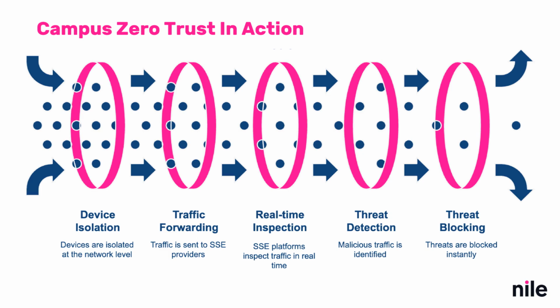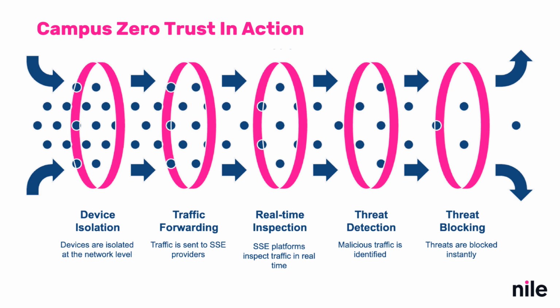But the real power comes from SSE integration. Nile's Trust Service forwards all campus and branch traffic seamlessly to your SSE solution, which performs real-time traffic inspection, content filtering, and threat prevention across all user interactions, no matter where the user or device is located. In this scenario, the SSE platform would quickly detect any malicious traffic or policy violation and instantly block it, while Nile's network isolation ensures the infected device cannot spread the threat internally.